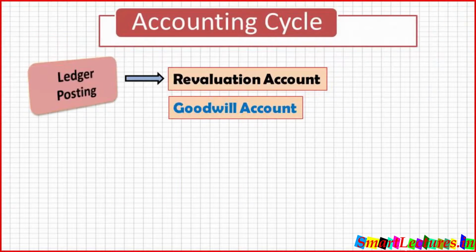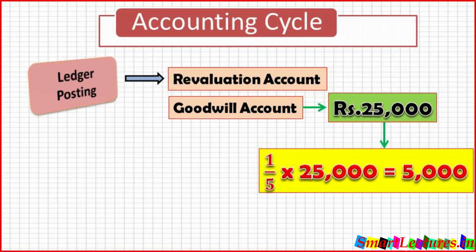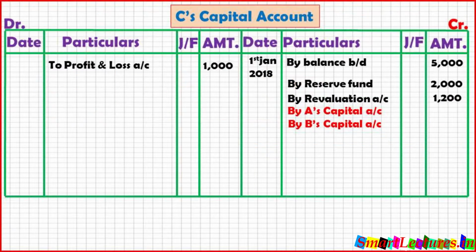Then the treatment of goodwill. You know, the goodwill is 25,000. So 1/5 of 25,000 will be 5,000. So C must get the credit of rupees 5,000. So there are 2 or 3 options. You can write down by goodwill 5,000, or you can write down by A's capital 2,500, by B's capital 2,500, because this is only the capital account, so you have got the liberty to give any treatment. So in this question I am going to write down by A's capital and by B's capital. This is in the gaining ratio.